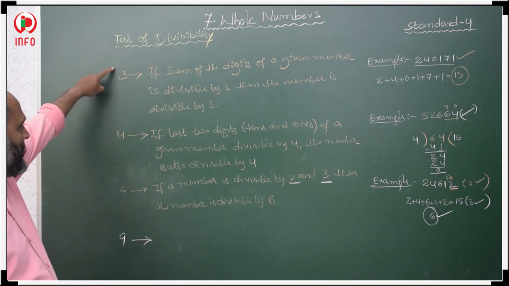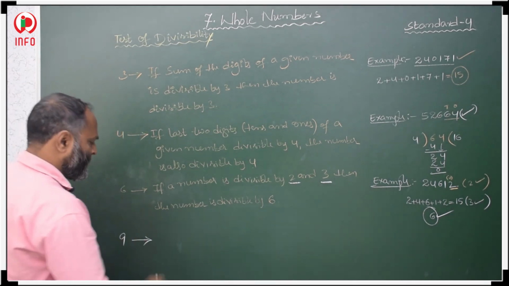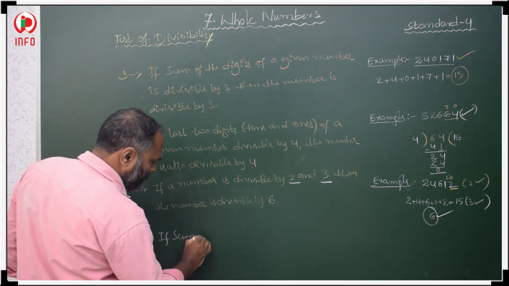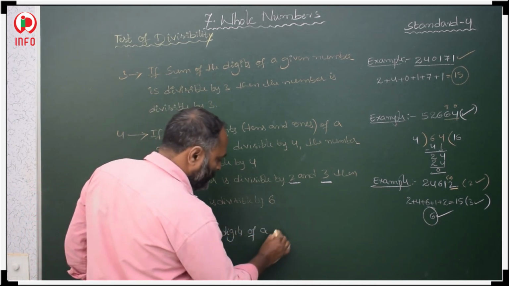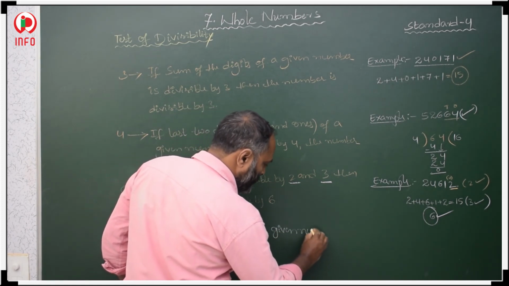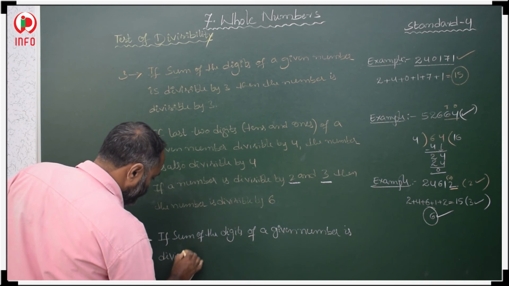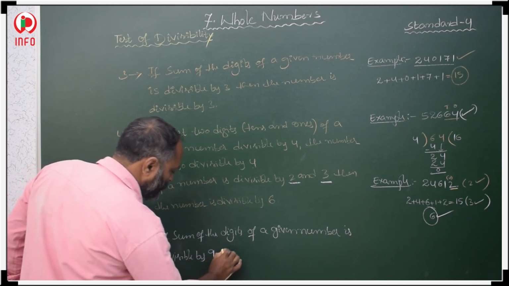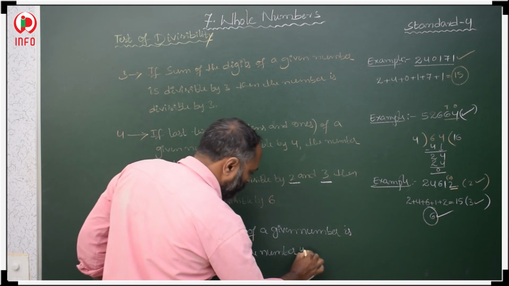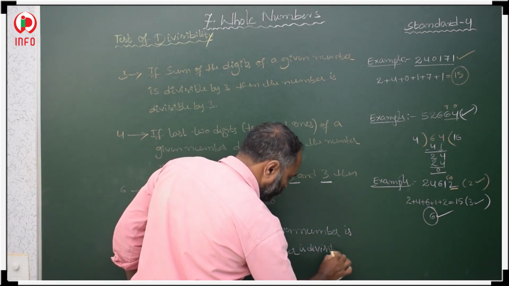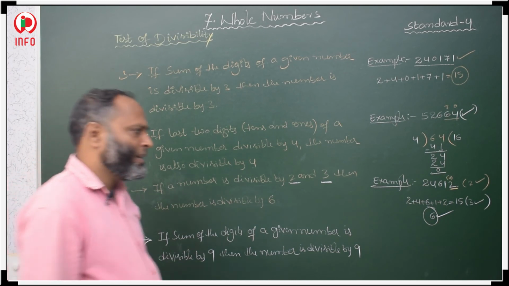9 and 3 are the same. If the sum of the digits of a given number is divisible by 9, then the number is divisible by 9. If the sum of the digits of a given number is divisible by 9, then the number is divisible by 9.